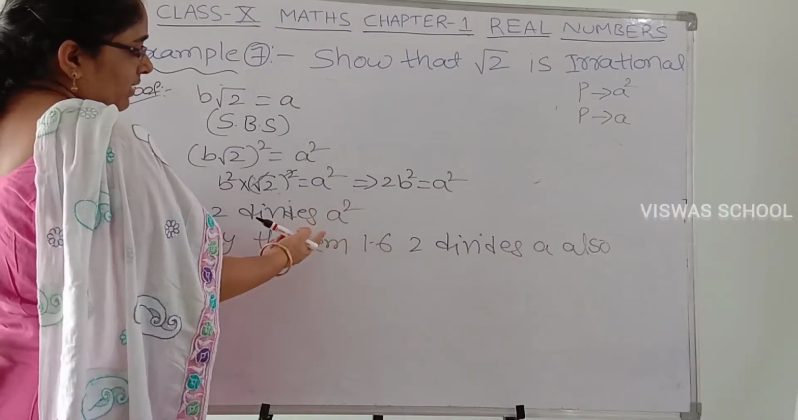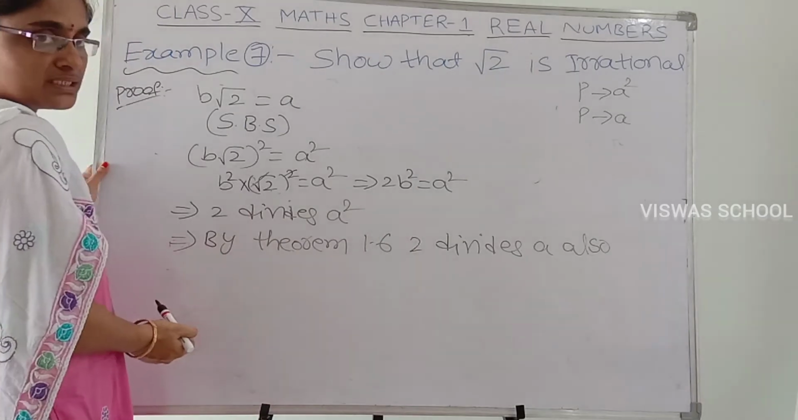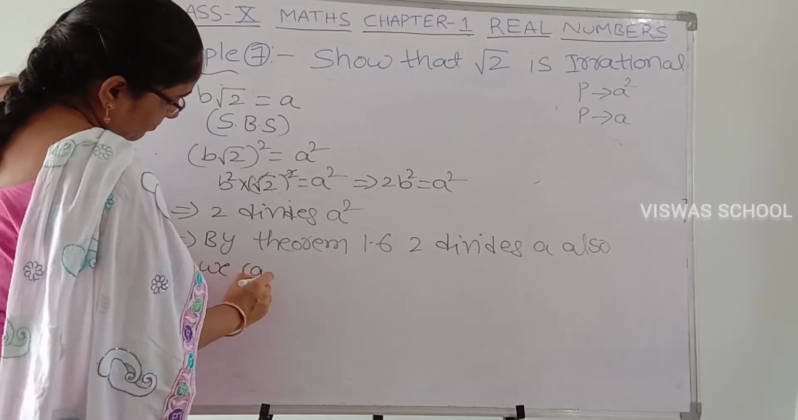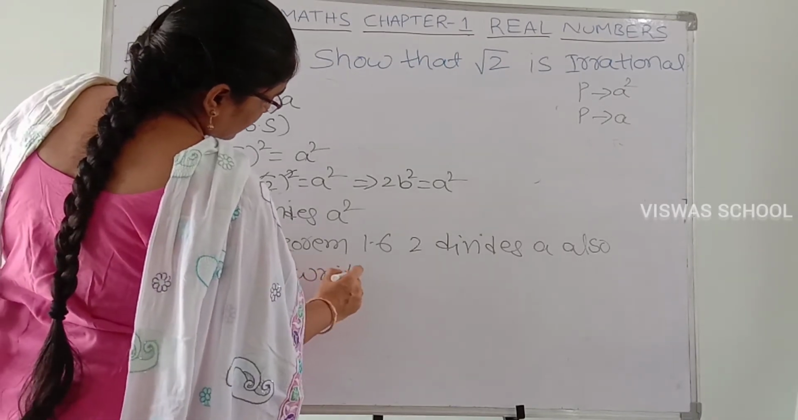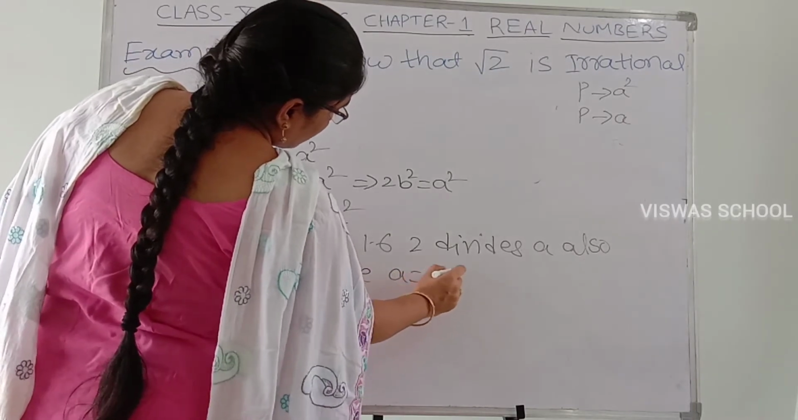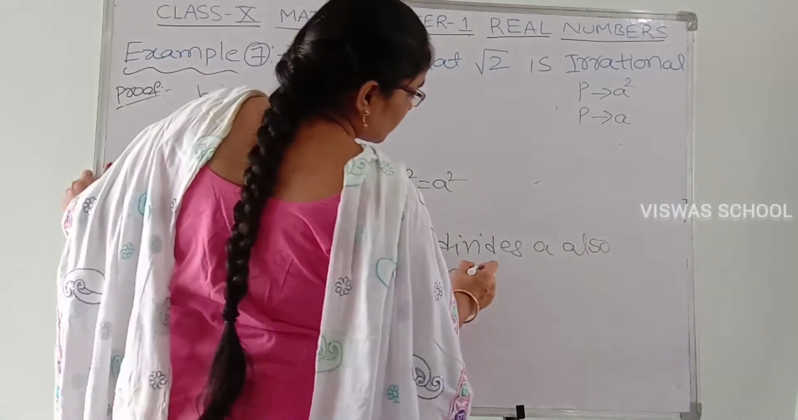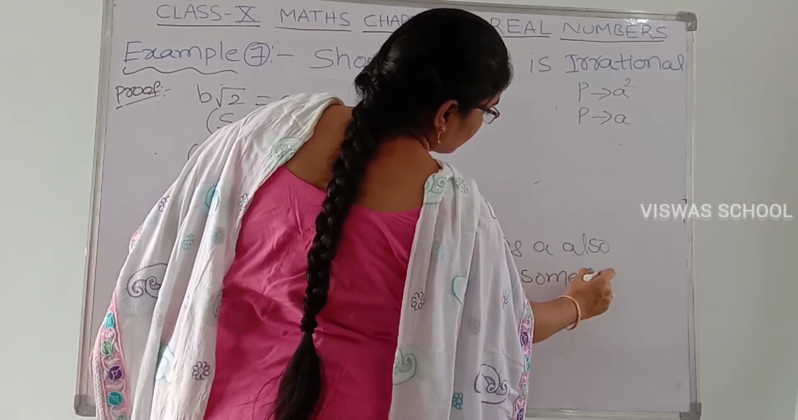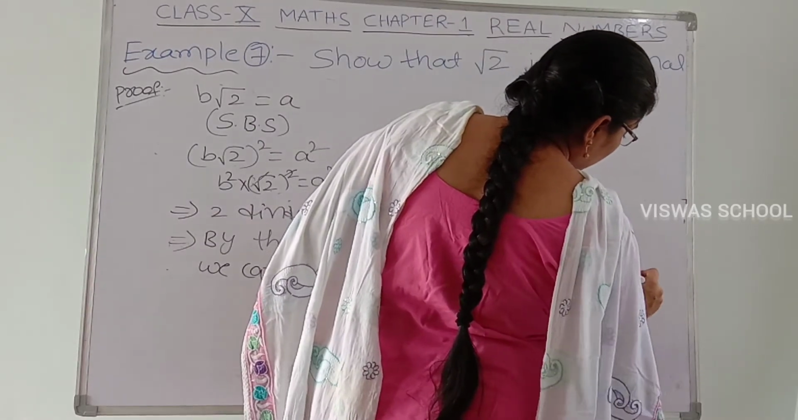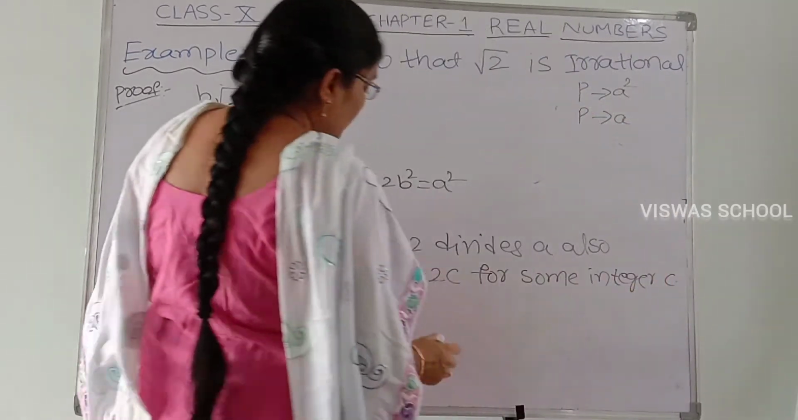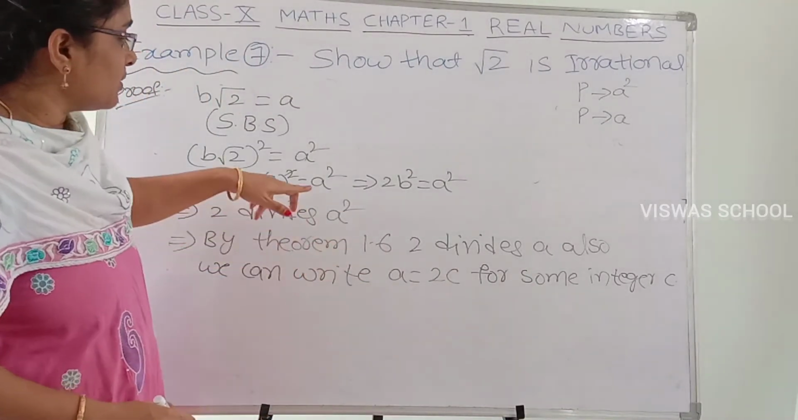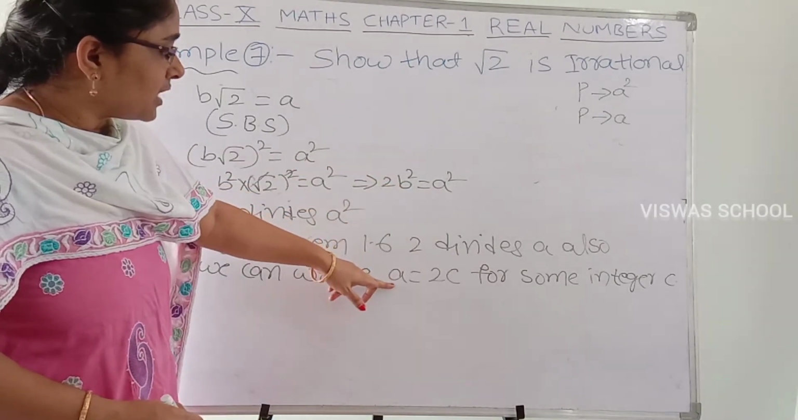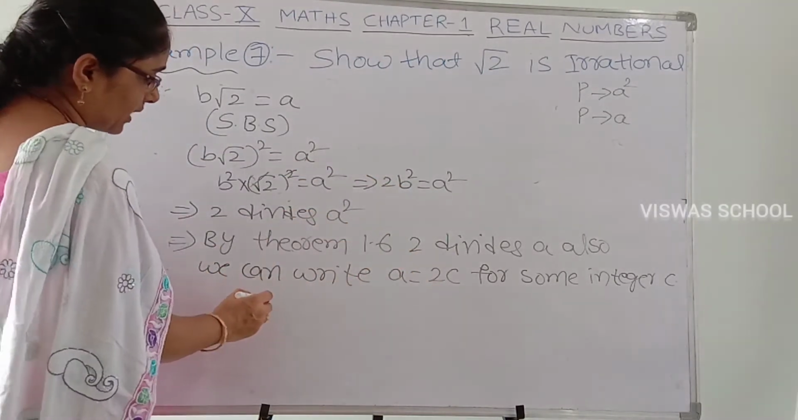Here 2 divides A square, that implies what? 2 divides A also. By this we can write A equals 2C for some integer C. That means if A equals 2C, what is here? 2B square is equal to A square. Now write in A's place 2C. Substitute this value here.